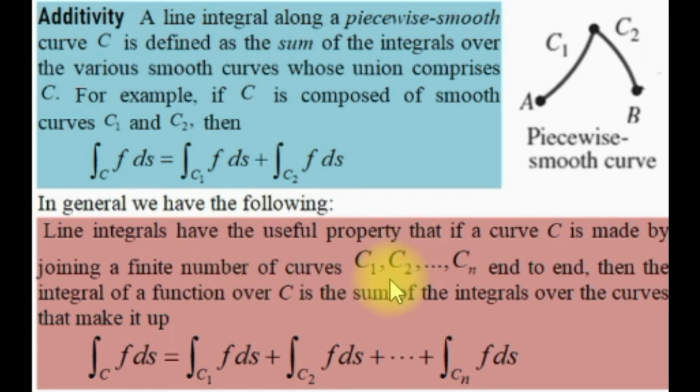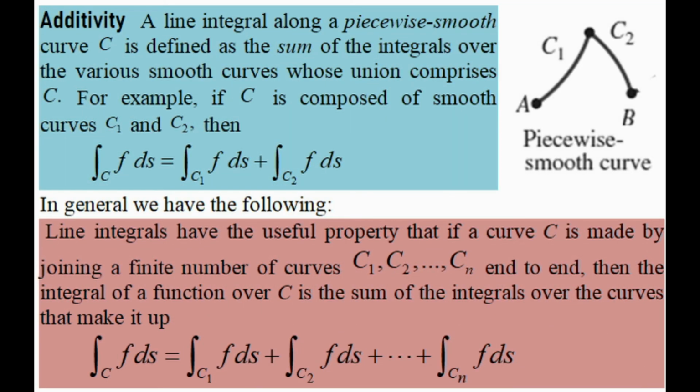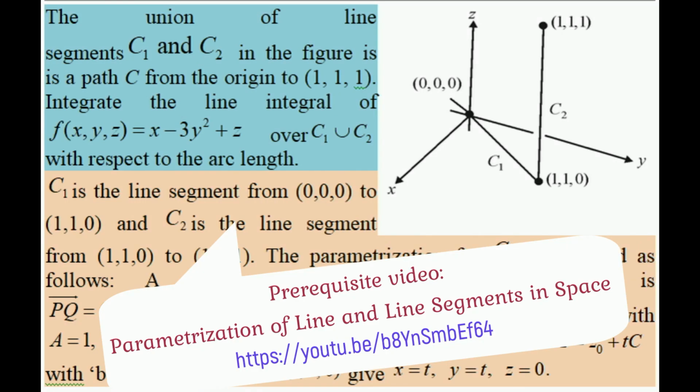In general, if C1, C2, etc., Cn are joined to form a piecewise smooth curve C, then the integral over C of f ds is equal to the integral over C1 of f ds plus the integral over C2 of f ds plus etc. plus the integral over Cn of f ds. If we are finding integrals with respect to x, the same additivity rule works with x in place of s. Similarly for integrals with respect to y, with y in place of s. We now consider some examples.